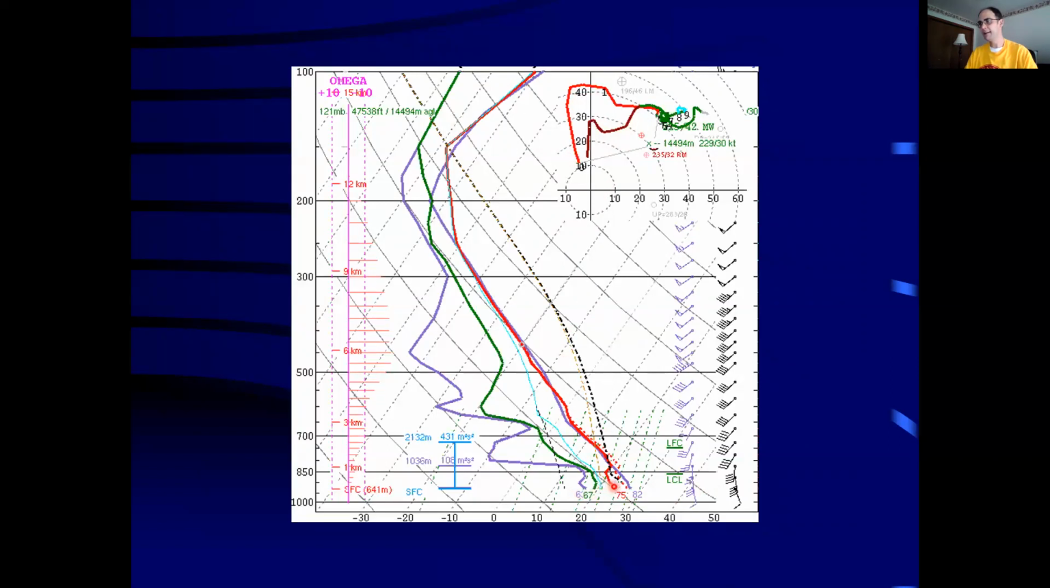But then if we look at the green and the red here, that's our 0Z sounding. And the red hodograph is the 0Z hodograph. And you see that's very long, sickle-shaped and curved, with a heck of a lot of SRH there.